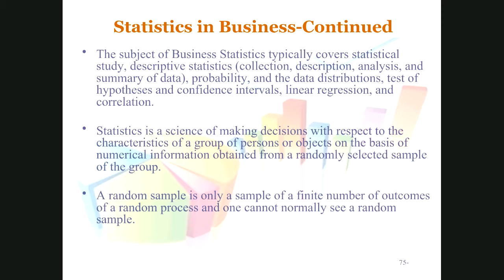Statistics is a science of making decisions with respect to characteristics of a group of persons or objects on the basis of numerical information obtained from a randomly selected sample. And a random sample is only a sample of a finite number of outcomes of a random process, and one cannot normally see a random sample. You can't go out on the street and start picking people and say, oh, they're all from the same kind of group.